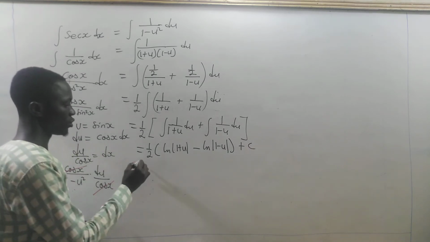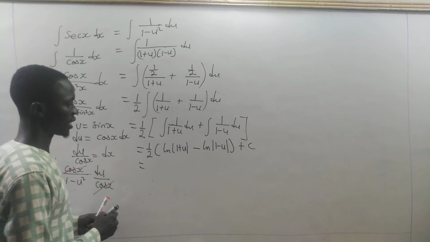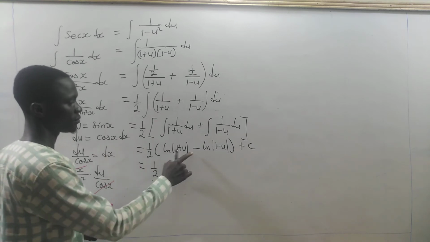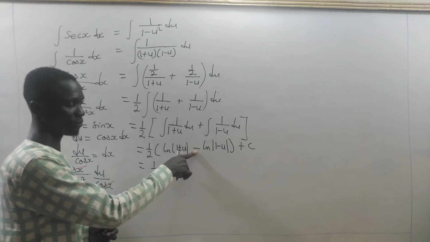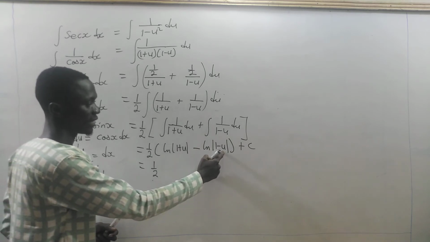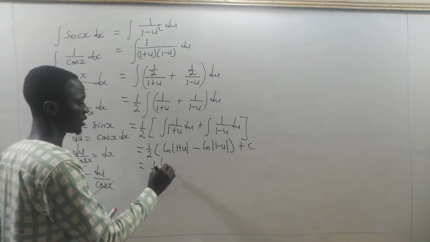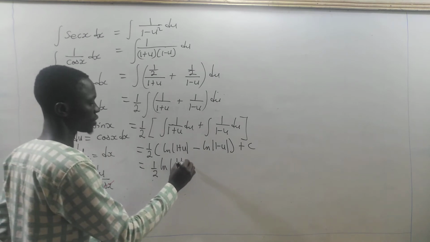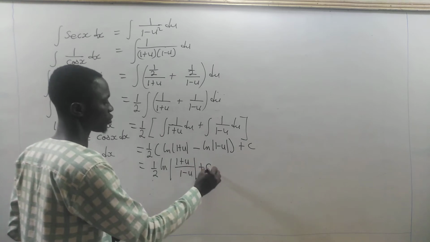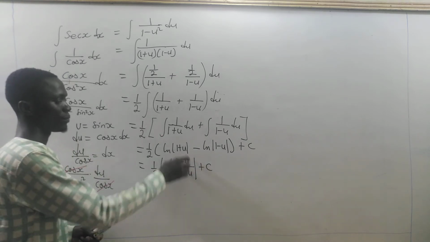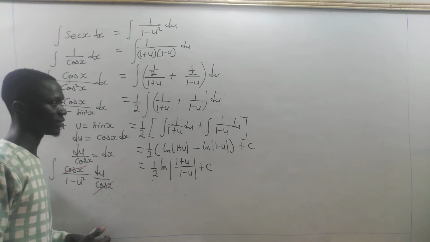So here what do we do? We are going to have this as half. Then we apply the laws of logarithm. If we have minus here, then it means you are going to divide the numbers. You are going to have the natural log of 1 plus u divided by 1 minus u plus the constant c. But this one can be simplified further, so let us simplify it further.